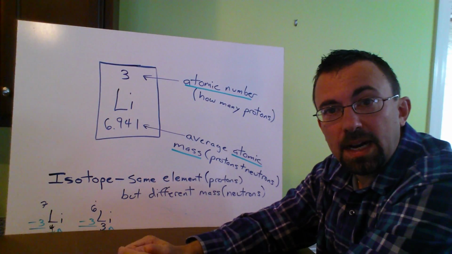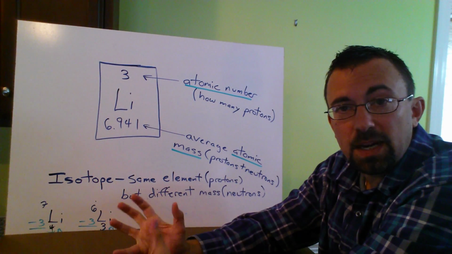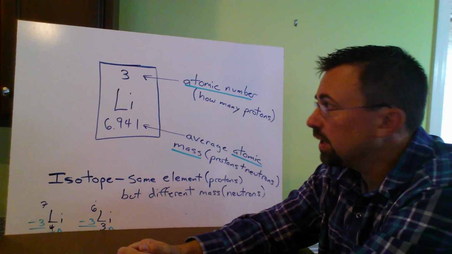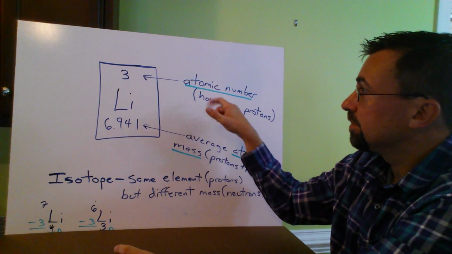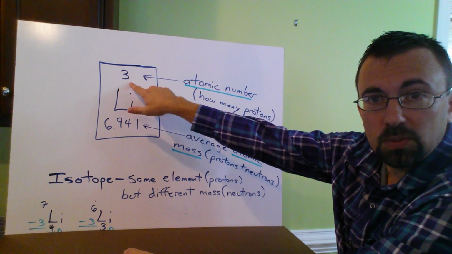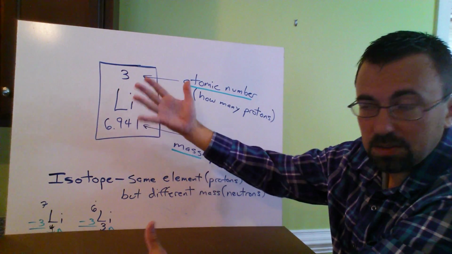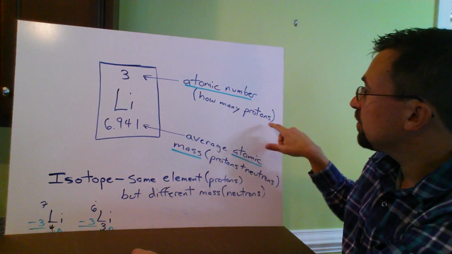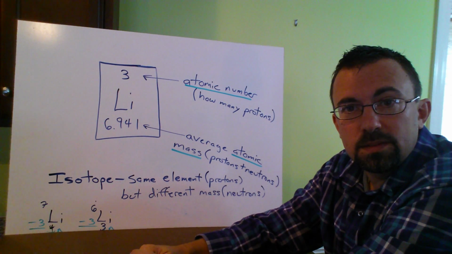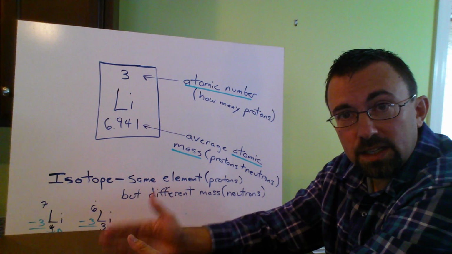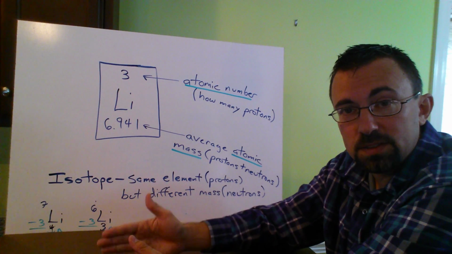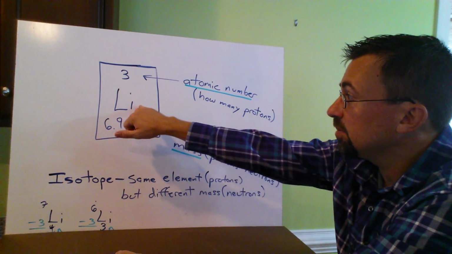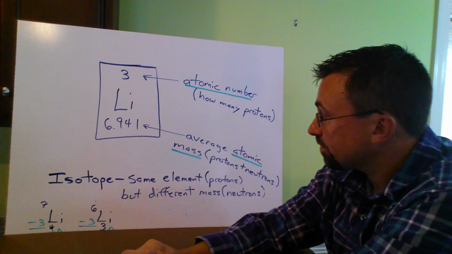Let's take one box out of the periodic table. Each box is an element, and what makes an element an element? Well, it's the atomic number. And that atomic number is the whole number. It's a smaller number, sometimes on top, sometimes on the bottom. And it's how many protons are in each atom. And that's what defines an element. What makes an element is the number of protons. So every lithium atom in the universe has 3 protons.